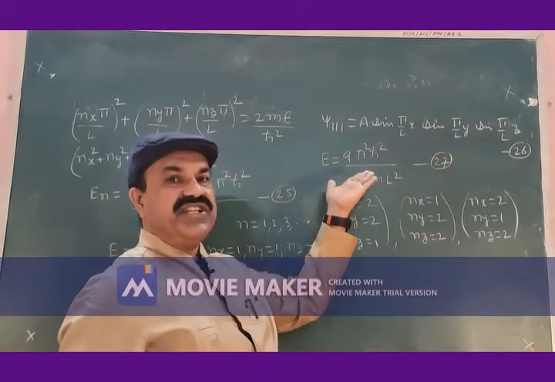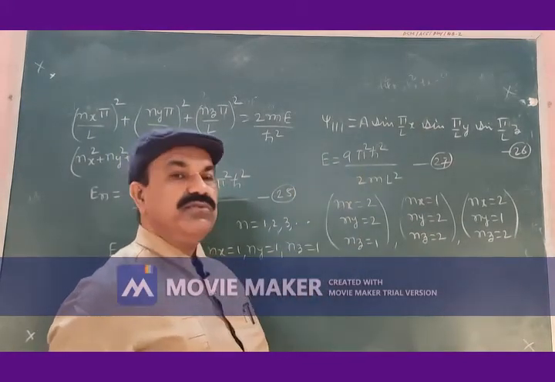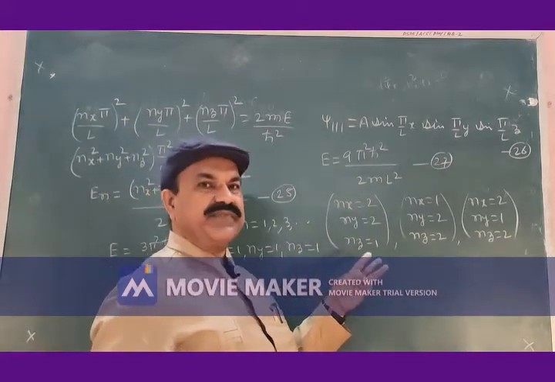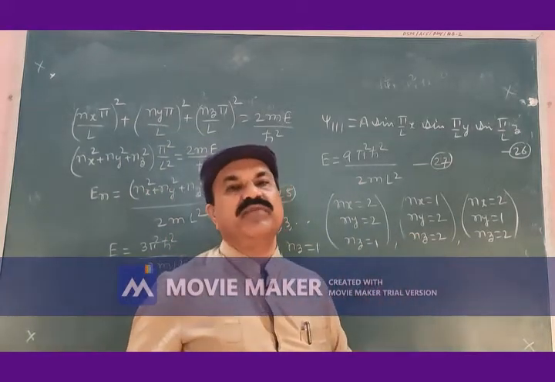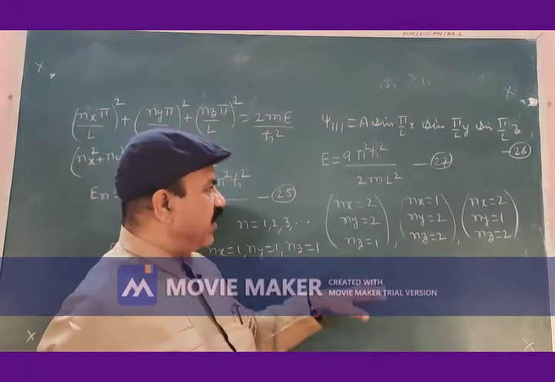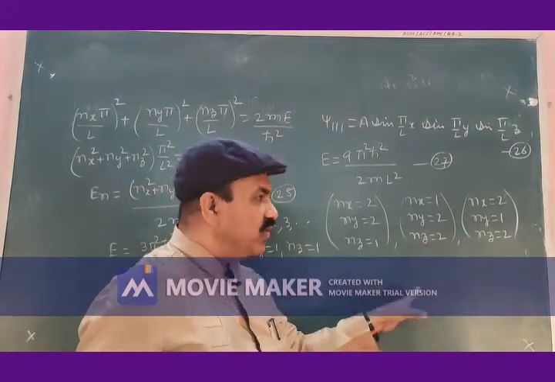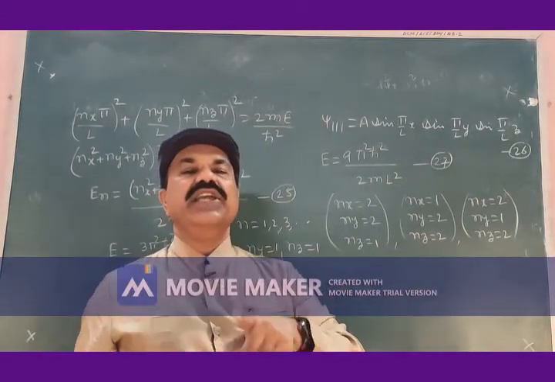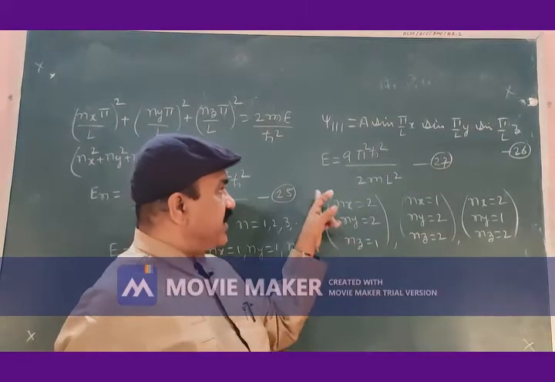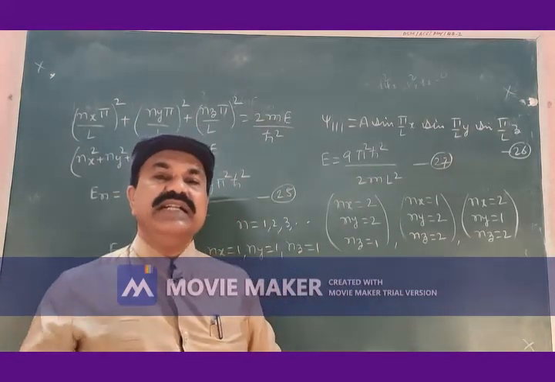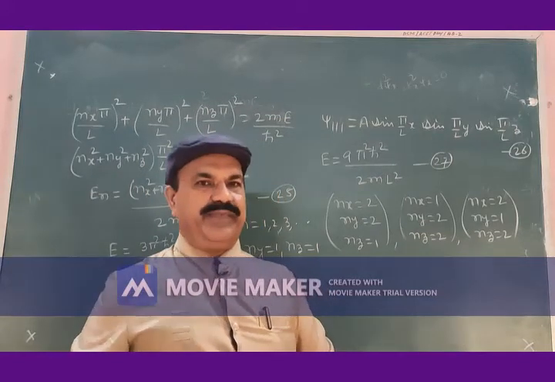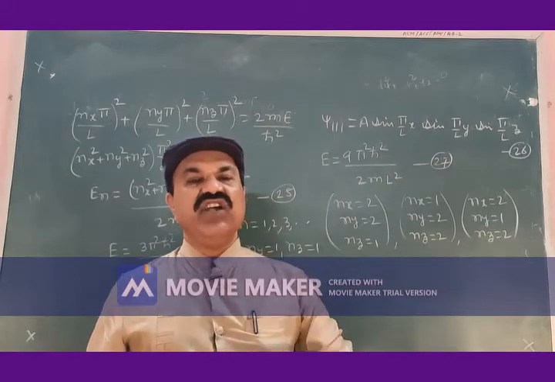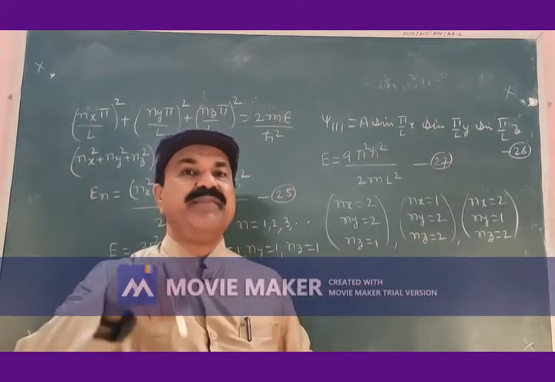But if we consider such energy, this energy is also corresponding to three quantum numbers Nx, Ny, Nz. But in this case, there are three ways of providing values to these quantum numbers. The quantum numbers may have this set of values, or this set of values, or this set of values. All the three are equally possible. Such an energy level is known as a degenerate energy level: the energy level which has more than one energy state of the same energy.